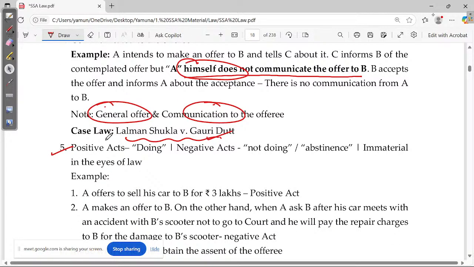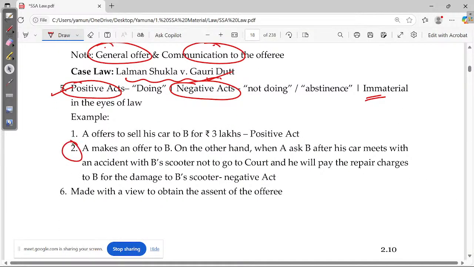the promise or the proposal or offer need not be on positive acts alone. It can be for negative acts also. You remember, to do or not to do. Acceptance is immaterial in the eyes of law. Law says only for doing this one you have to consider, there is no prescribed rights and duties.